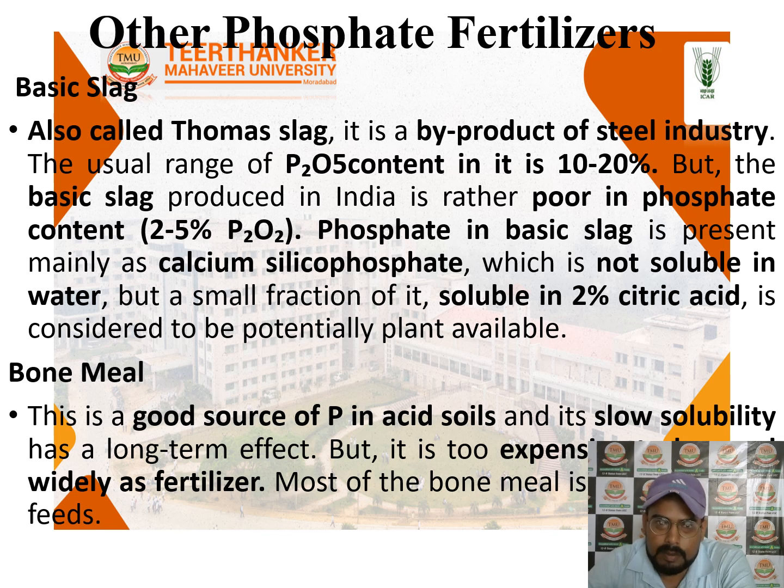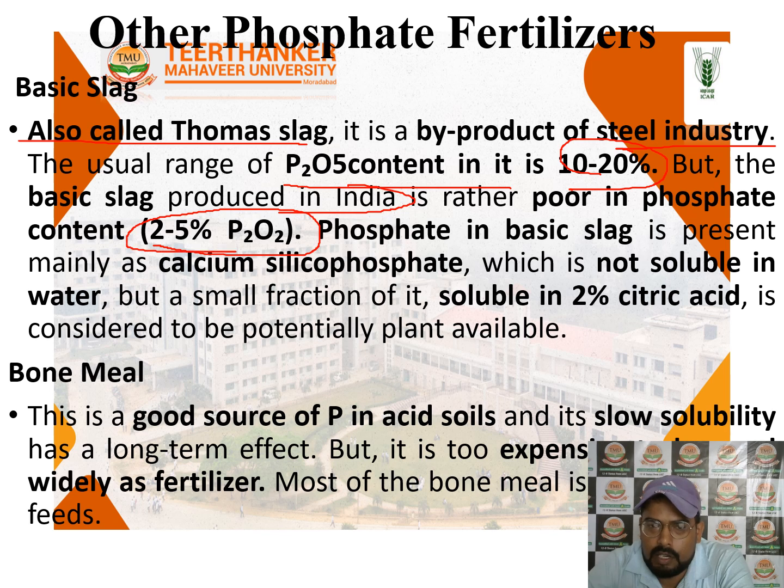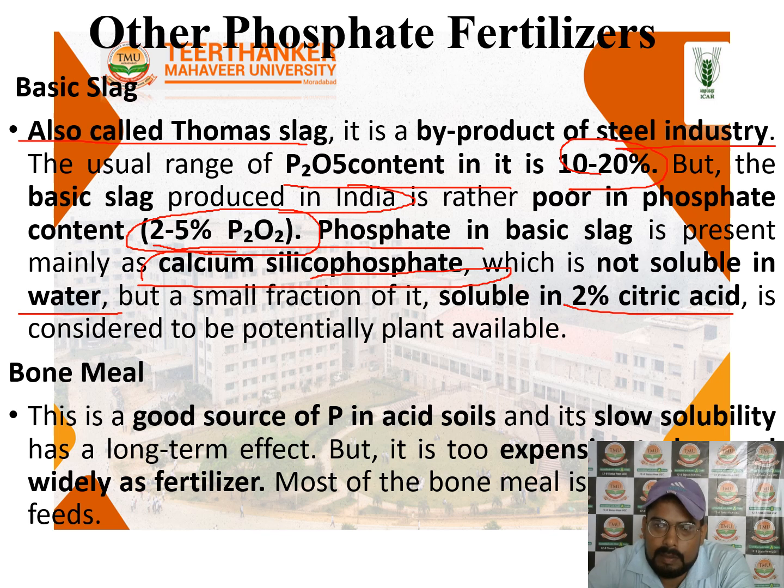These are the other phosphatic fertilizers, like basic slag. Basic slag is also called Thomas slag. It is a byproduct of the steel industry, and the phosphorus content of this fertilizer usually ranges from 10 to 20%. But the basic slag used in India is poor in phosphate content, around 2 to 5%, not rich. The phosphate in basic slag is present mainly as calcium silicophosphates. It is not soluble in water, but a small fraction soluble in 2% citric acid is considered potentially plant available.